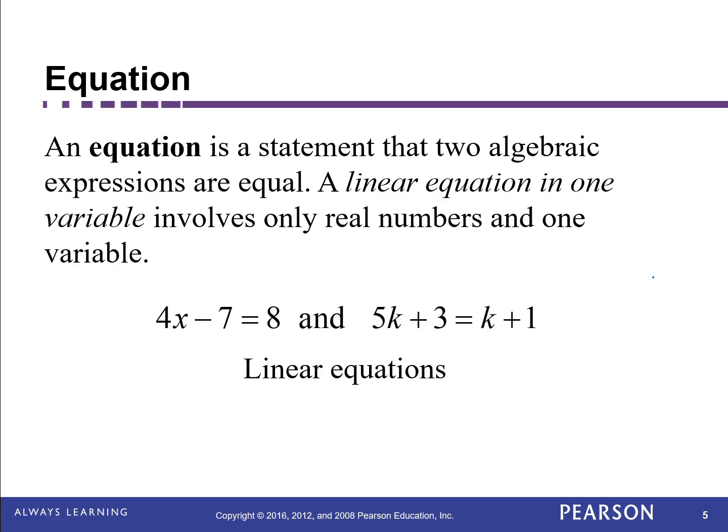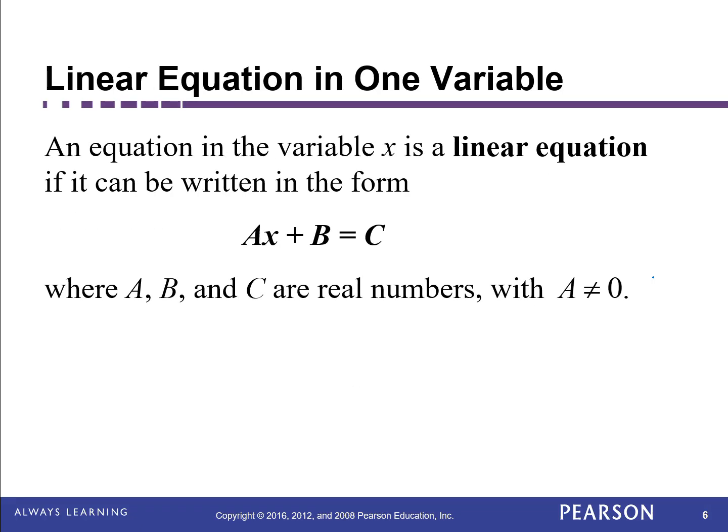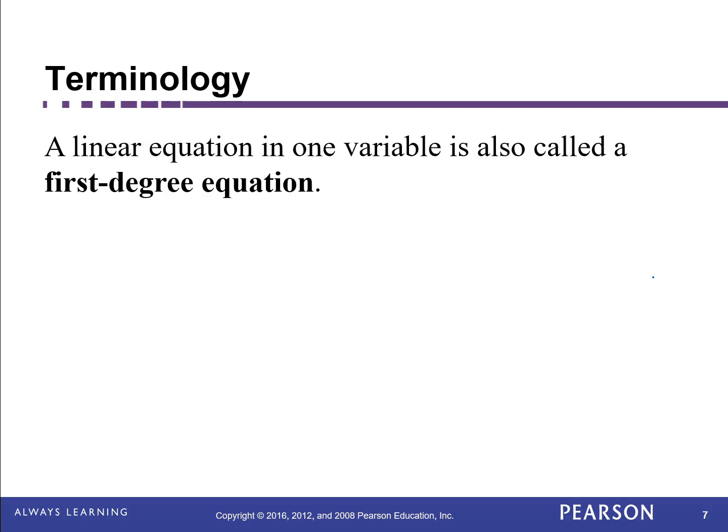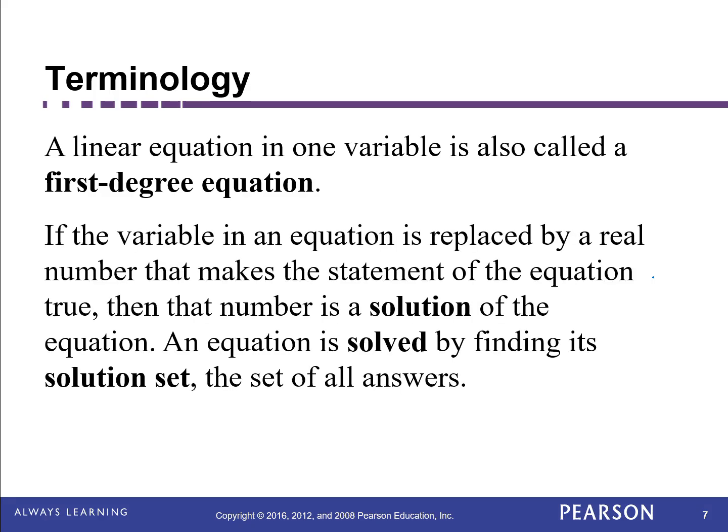An equation is a statement that two algebraic expressions are equal. A linear equation in one variable involves only real numbers and one variable. For example, 4x minus 7 equals 8, and 5k plus 3 equals k plus 1 are both linear equations. An equation in the variable x is a linear equation if it can be written in the form ax plus b equals c, where a, b, and c are real numbers with a not equal to 0. A linear equation in one variable is also called a first-degree equation.